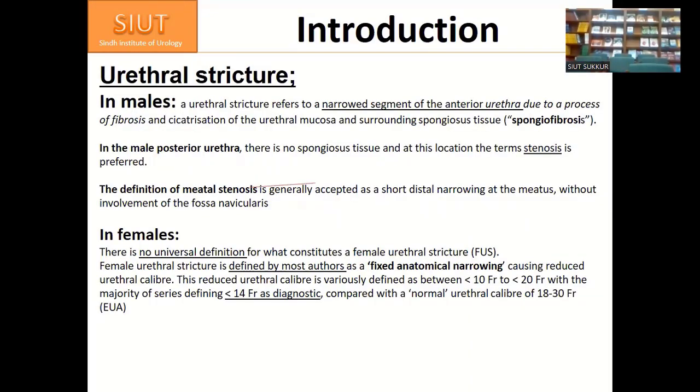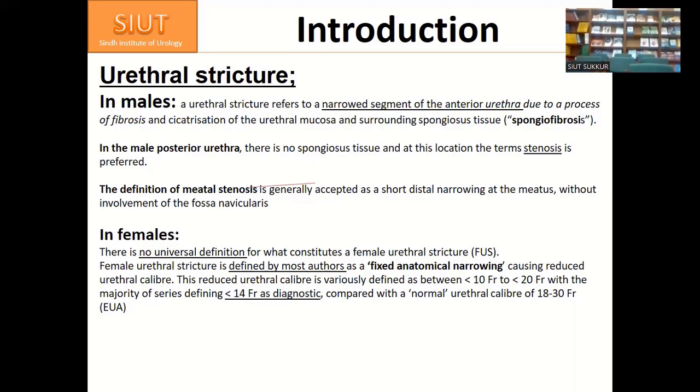Multiple definitions of stricture are there, but concisely it is narrowing of the urethra due to spongiofibrosis. Urethral stricture refers to a narrowed segment of anterior urethra due to a process of fibrosis and cicatrization of the urethral mucosa and surrounding spongious tissues, meaning spongiofibrosis. In male posterior urethra, there is no spongious tissue, and at this location the term stenosis is preferred. So for the posterior urethra, the term stricture is not used.